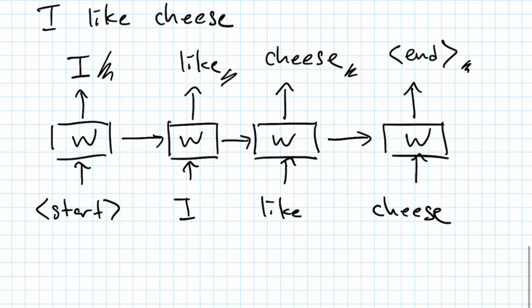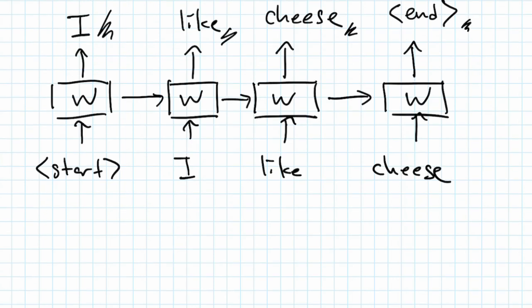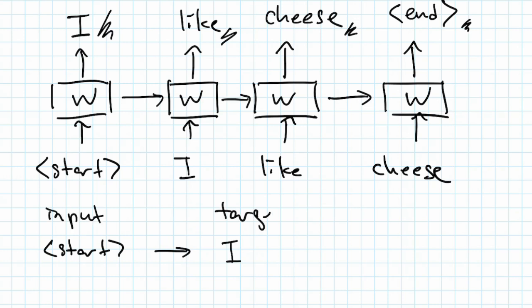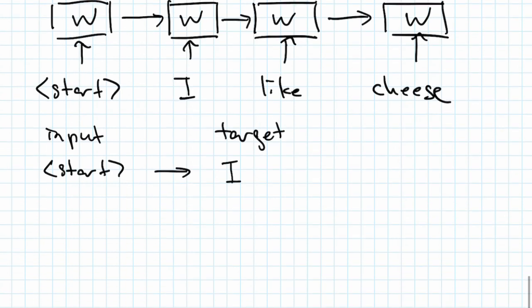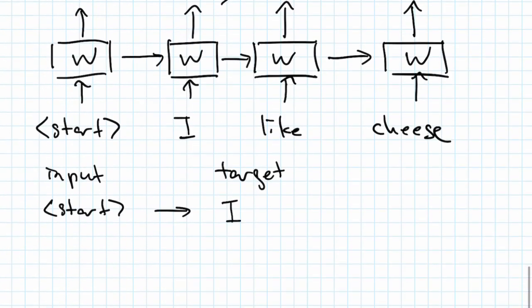So because we have 4 targets now, this means that we effectively have 4 samples. Okay, so let's look at the other perspective where we try to do this with the one output case, the many to one RNN. What that would look like is we have one sample that just says start, and we want to predict the target I. So this is the input, and this is the target. Okay, so that's one sentence, or one sample.